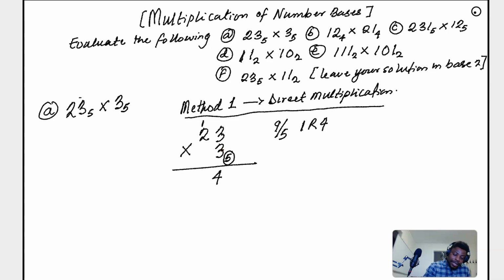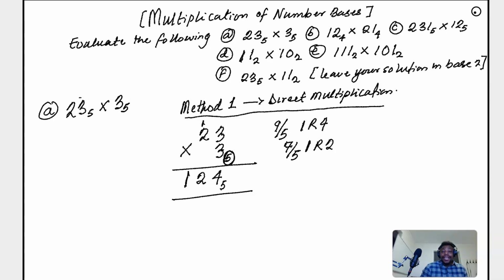So 3 times 2 is 6. 6 plus 1 is 7. 7 is greater than 5, so you have to divide. 7 divided by 5 is 1, remainder 2. So you write your remainder 2 and you carry 1. There's no other number here, so you put your 1 down. The answer is 124 base 5. Easy. That is the direct multiplication.